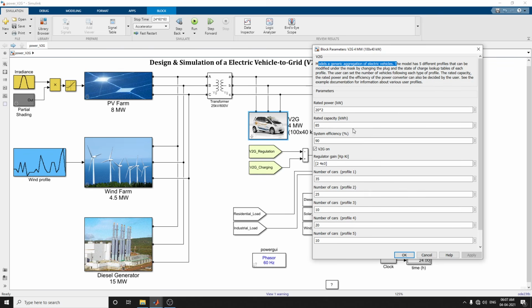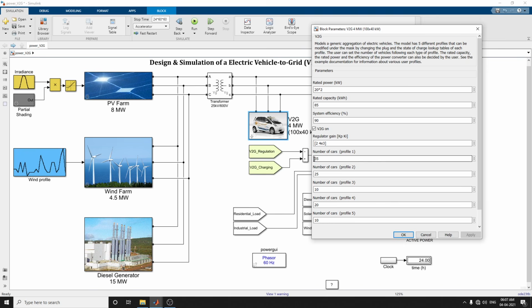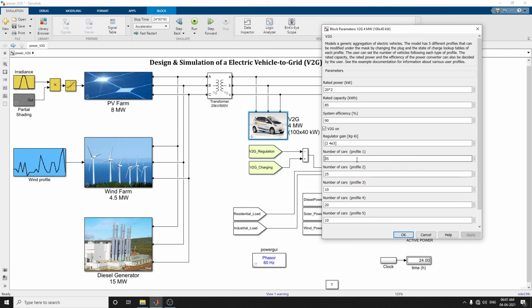The rated capacity, the rated power and the efficiency of the power converter can also be decided by the user. Here rated power and rated capacity, system efficiency, V2G on, and the regulation gain, that is the regulator gain KP and KI. This is the number of cars. In this example I am using 35 cars in profile 1, and there are 5 profiles: 35, 25, 10, 10, 20. In a random manner I have selected the charging of this electric vehicle from this grid.